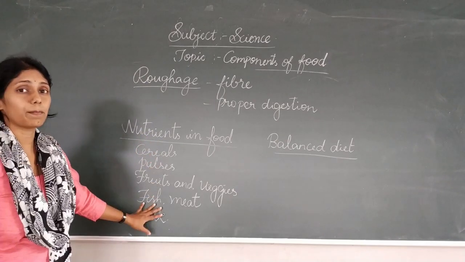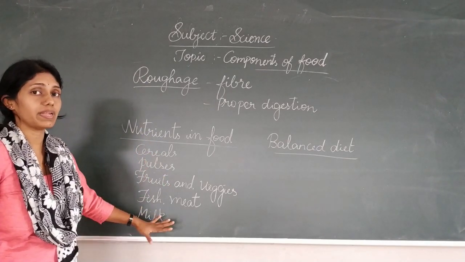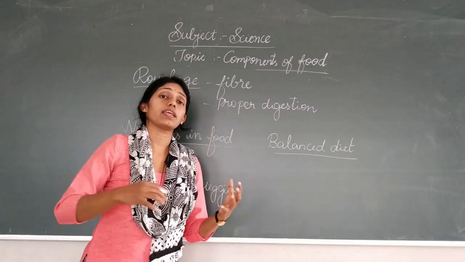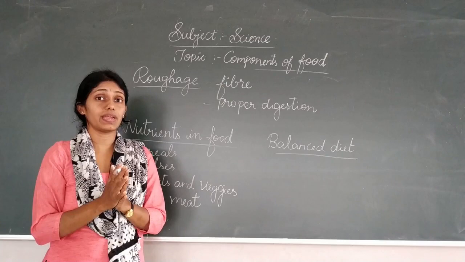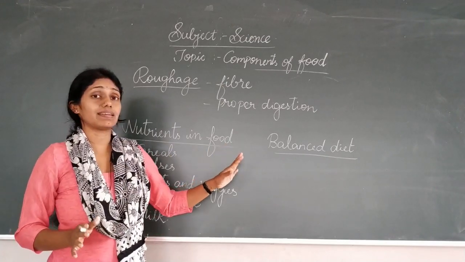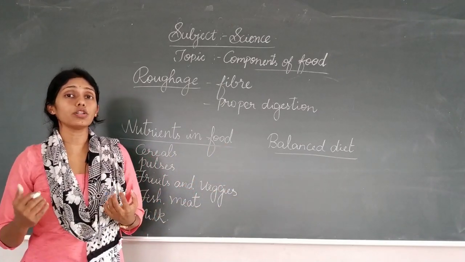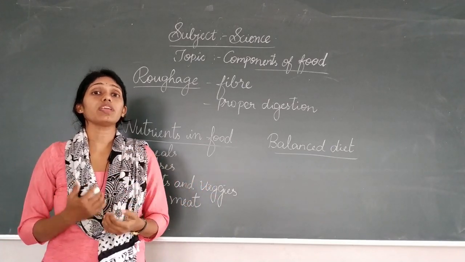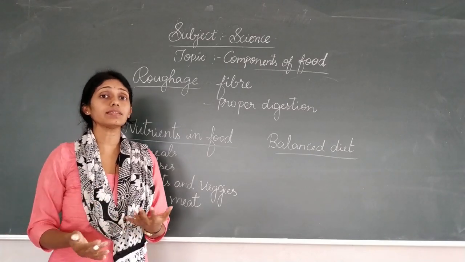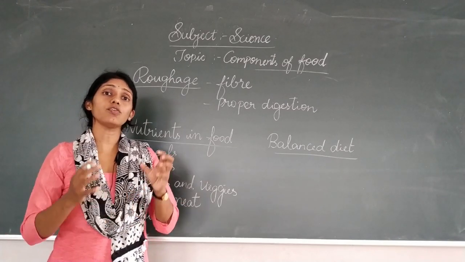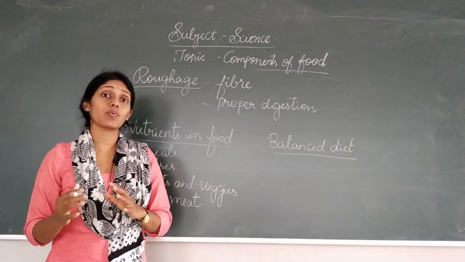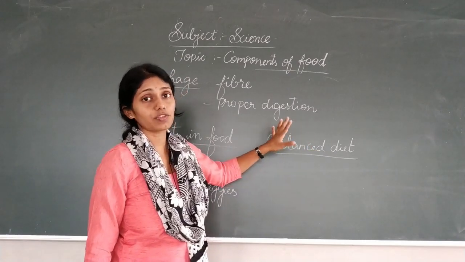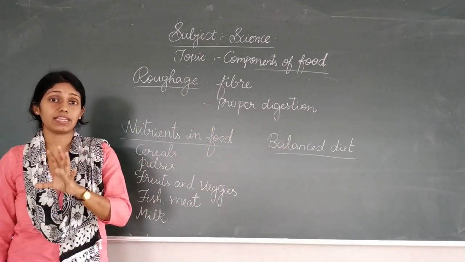Here, no food is complete, right, children? No food is complete with all the nutrients. So we should eat the food in combination of all nutrients. So balanced diet is a diet which contains all the nutrients in right amount. Right amount means for our body we need more carbohydrates, proteins, and few amount of vitamins and minerals. That is why we say in the right amount. Got it? So balanced diet is the diet which contains all the nutrients in right amount.